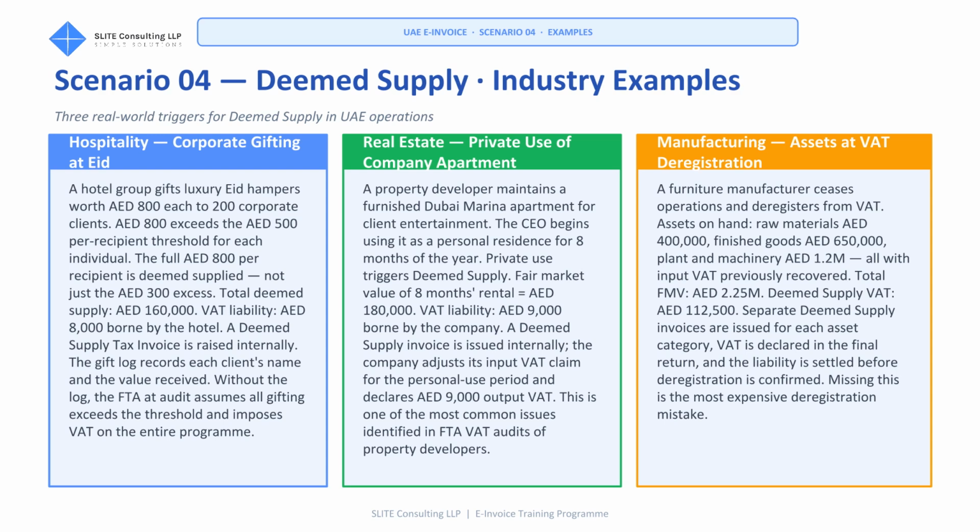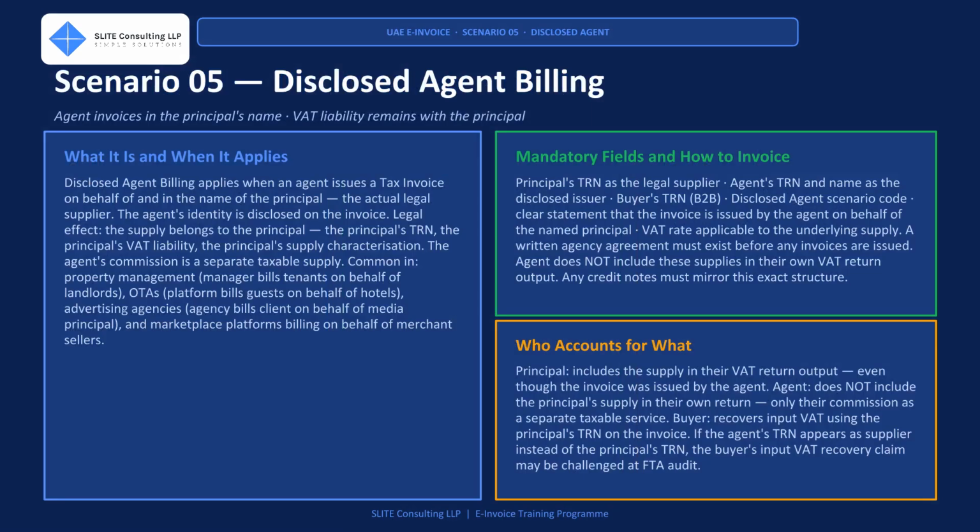On to disclosed agent billing. Scenario 5 is disclosed agent billing. An agent issues a tax invoice on behalf of, and in the name of, the principal. The legal effect.